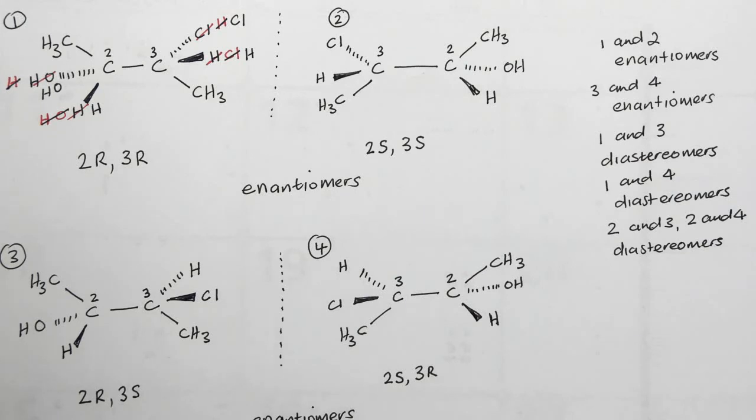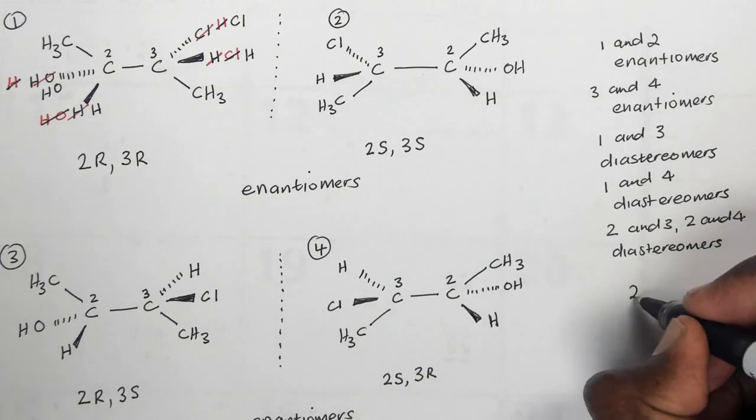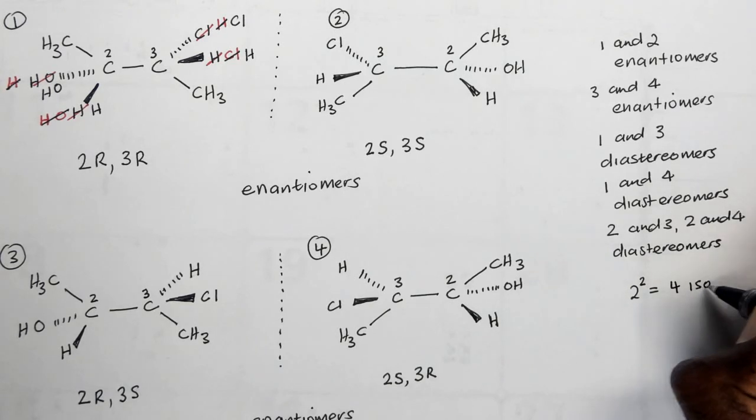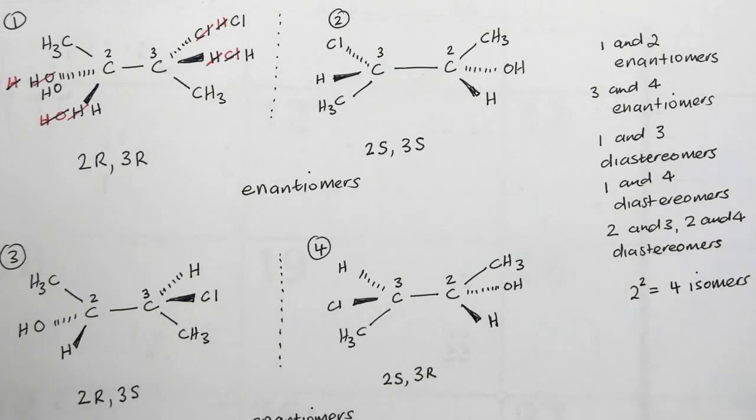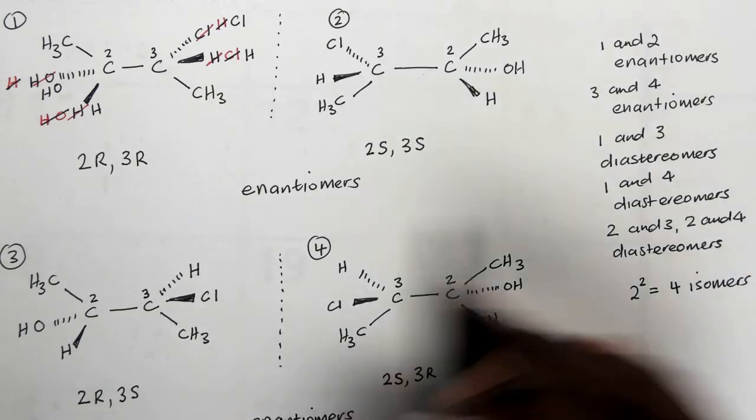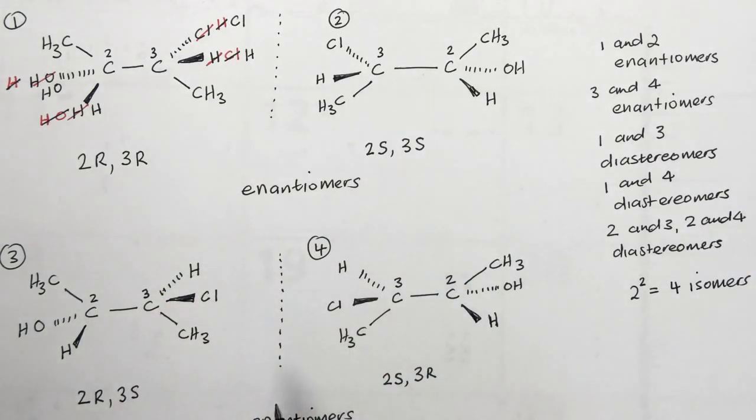So in a molecule with 2 chiral centers, we get 2 to the 2 isomers, which is 4 isomers, which we have just drawn. These 4 stereoisomers. 2 pairs will be enantiomers, and we'll get 4 pairs which are diastereomers.